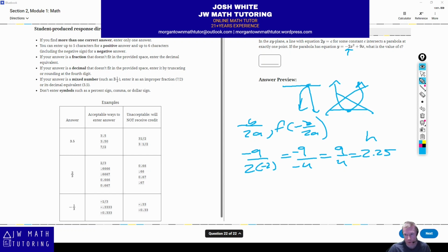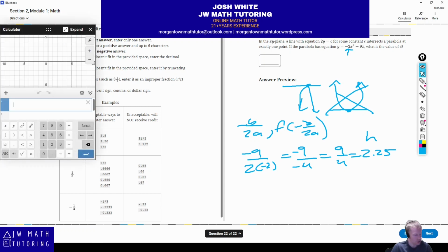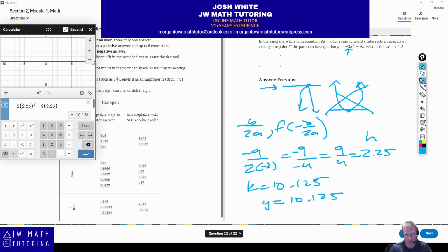Now, I'm just going to go to the calculator, and I'm going to evaluate the function at that value. Okay, so I get 10.125. All right, so that's my k value. That is the y-coordinate of the vertex. That means that the equation of this horizontal line right here is y equals 10.125.